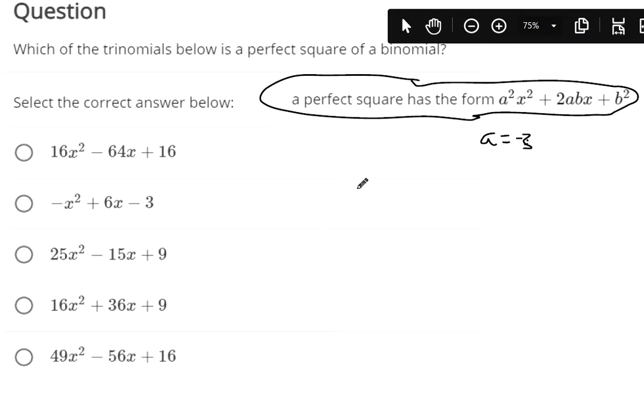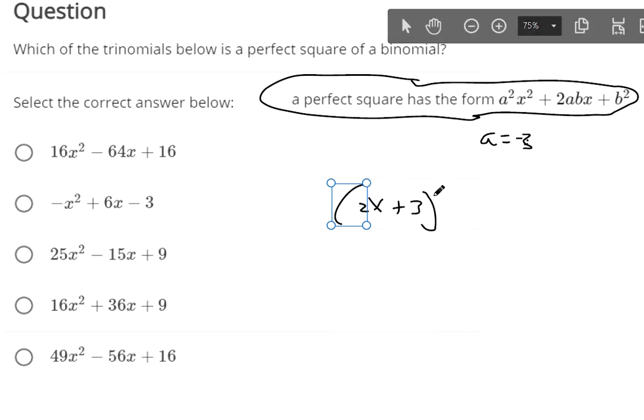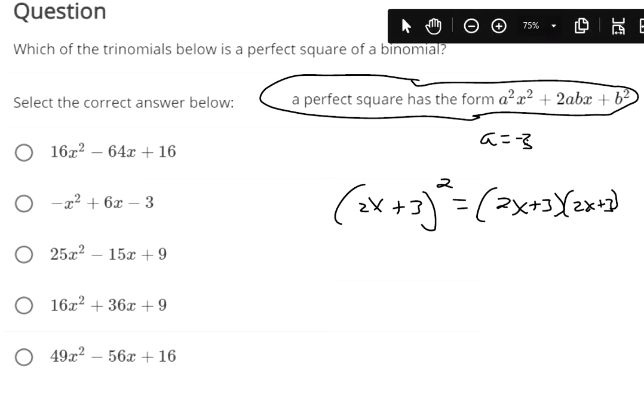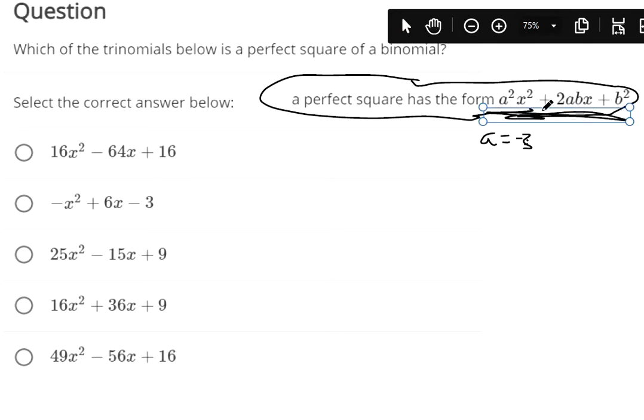Basically, what we were looking for is something so that when we factor, you would get something like this. That's a perfect square because the two factored pieces would be the same. So you could try to factor each of these. It would take some time, but you could go through each one, or you could use the fact that a perfect square trinomial meets this form.